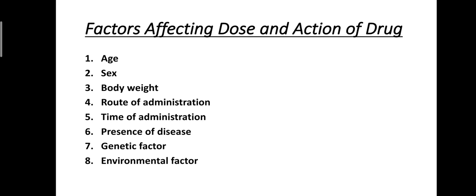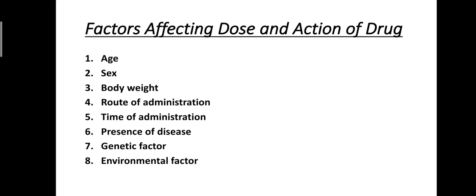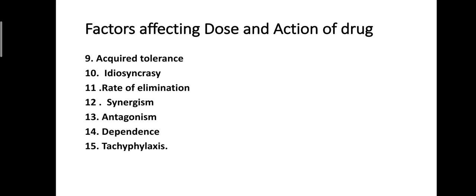Next, factors affecting dose and action of drug. There are 15 factors affecting dose and action of drug. See the list here: age, sex, body weight, route of administration, time of administration, presence of disease, genetic factor, environmental factor, acquired tolerance, idiosyncrasy, rate of elimination, synergism, antagonism, dependence, and tachyphylaxis.